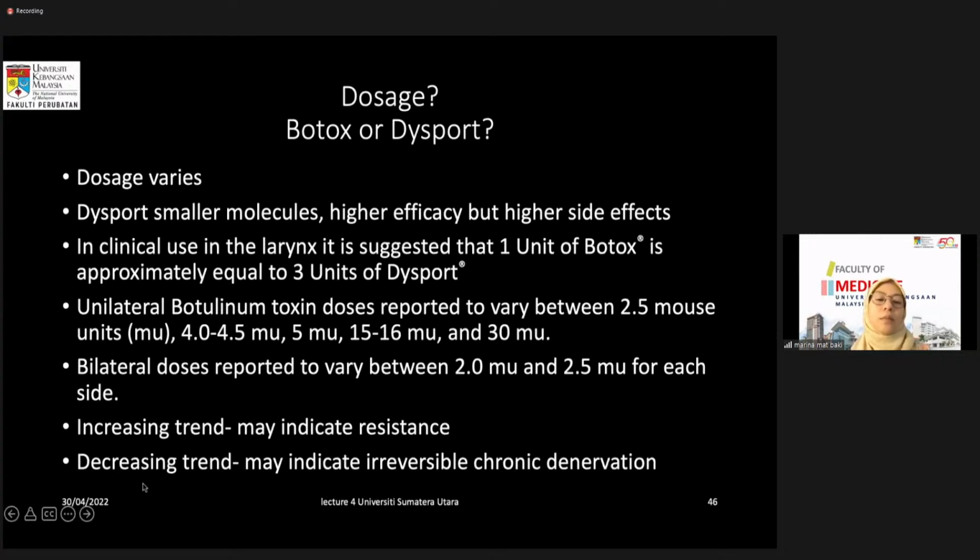If you tend to decrease the dose with time, let's say you start with 5 units, and after about 1 year, 5 units is too much, the voice is too breathy, you have to reduce to 2.5, and you have to reduce further. It may indicate that the patient has developed some chronic denervation of the muscle, and it may be irreversible. Thus, you have to reduce the dose.